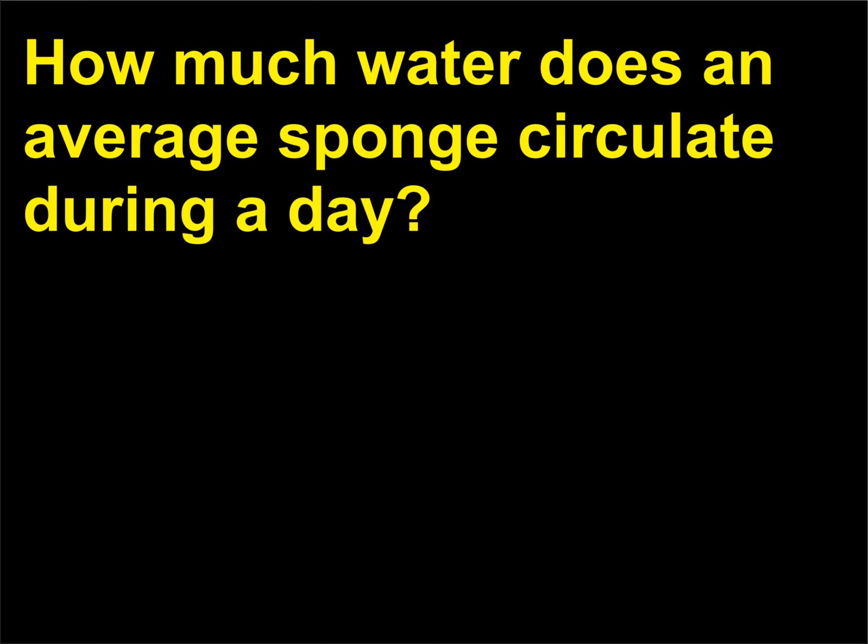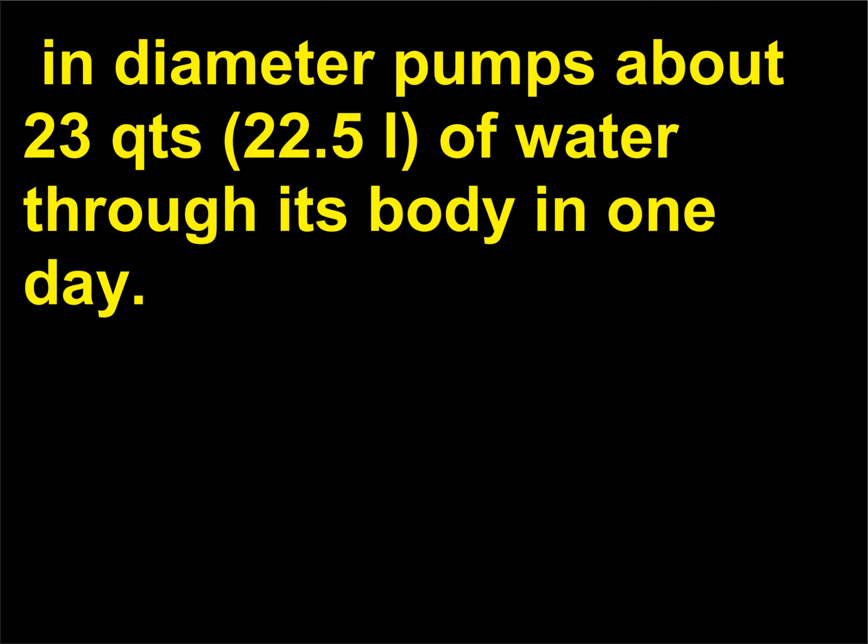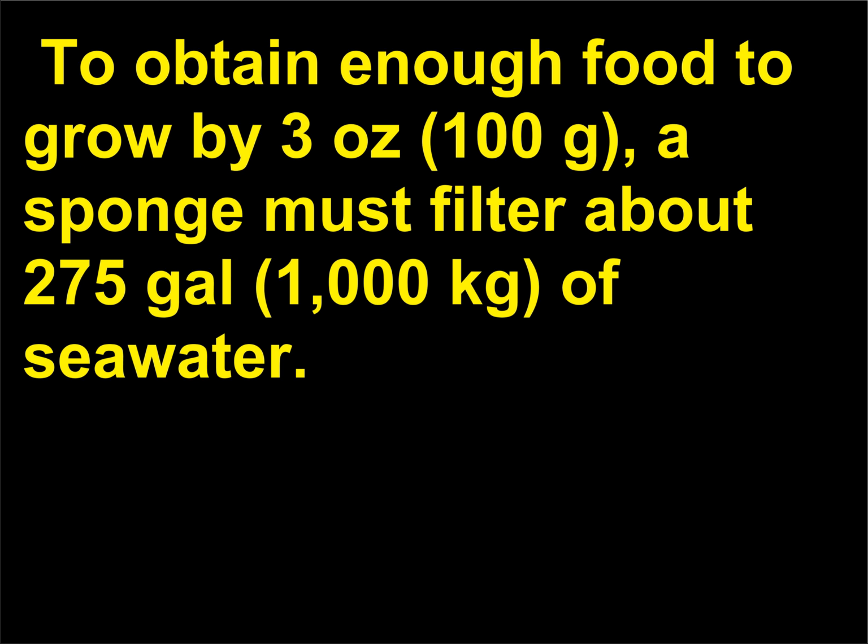How much water does an average sponge circulate during a day? A sponge that is 4 in, 10 centimeters, tall and 0.4 in, 1 centimeter in diameter pumps about 23 qts, 22.5 L, of water through its body in one day. To obtain enough food to grow by 3 ounces, 100 g, a sponge must filter about 275 gal, 1000 kilograms, of seawater.